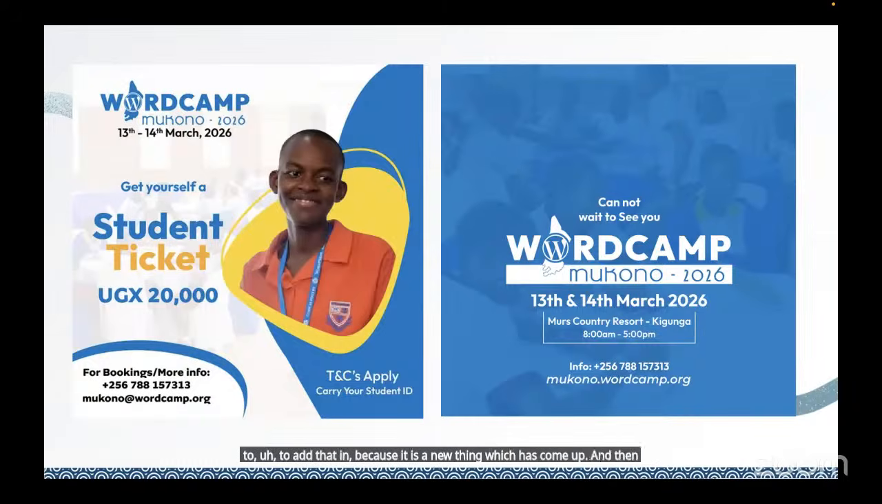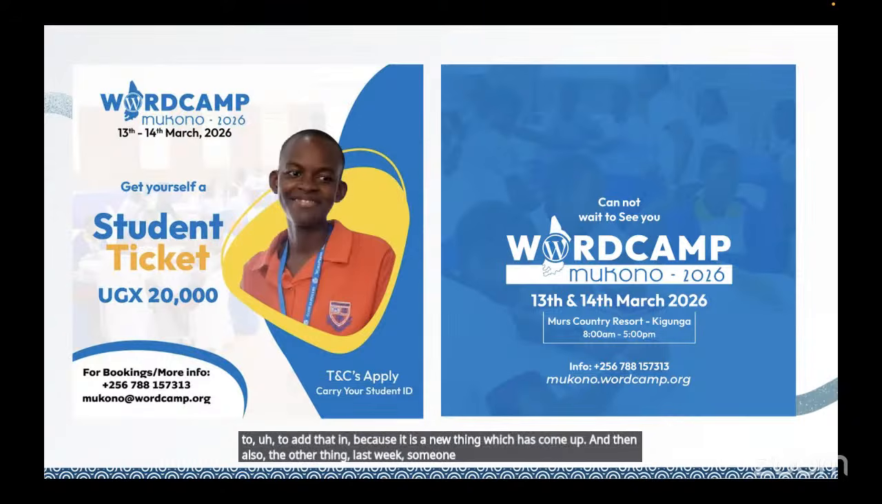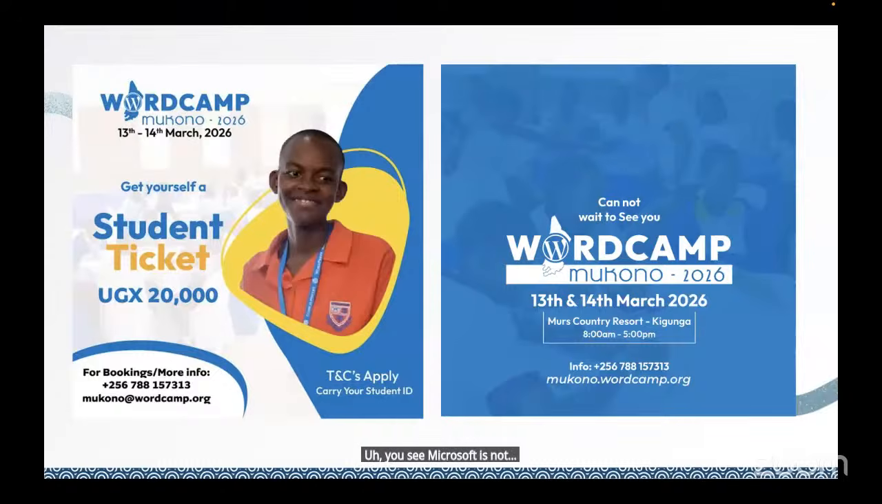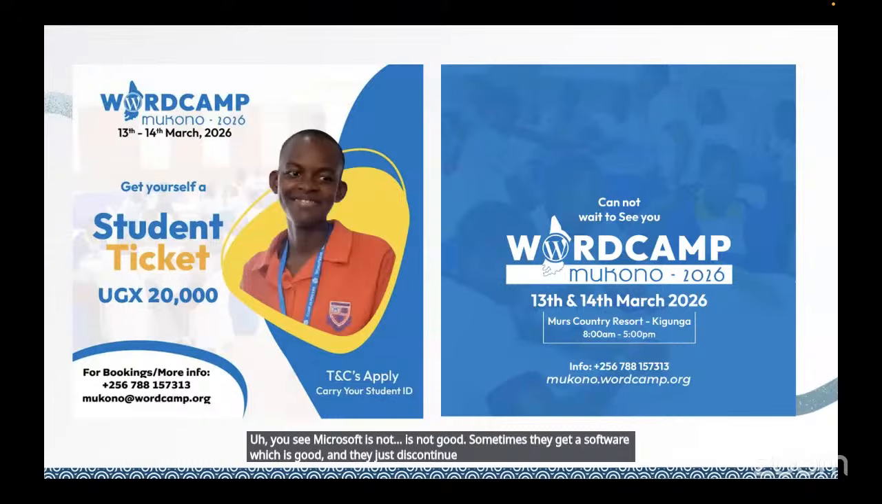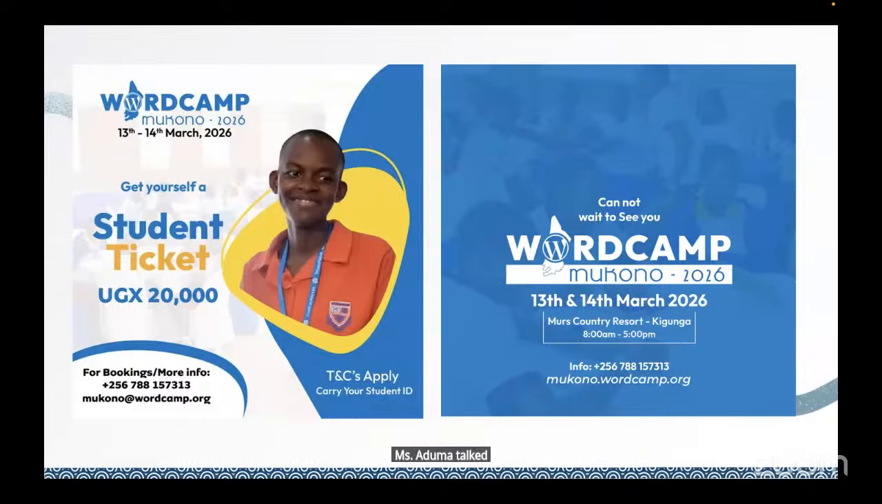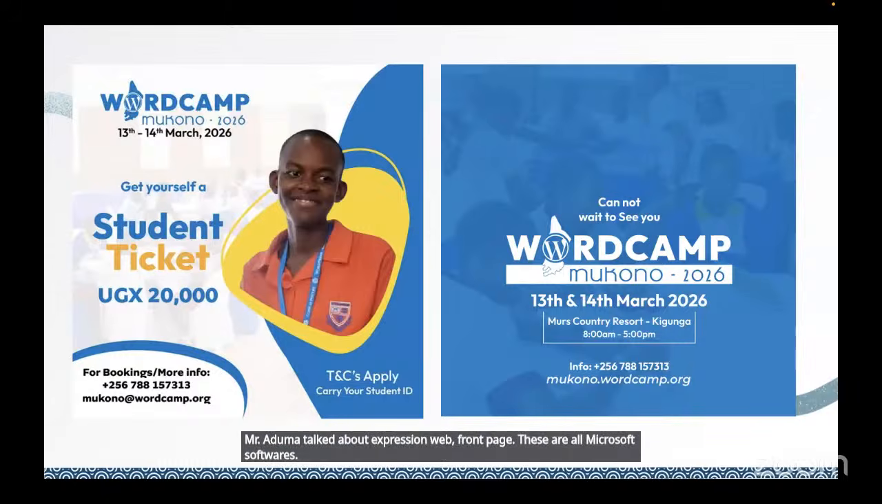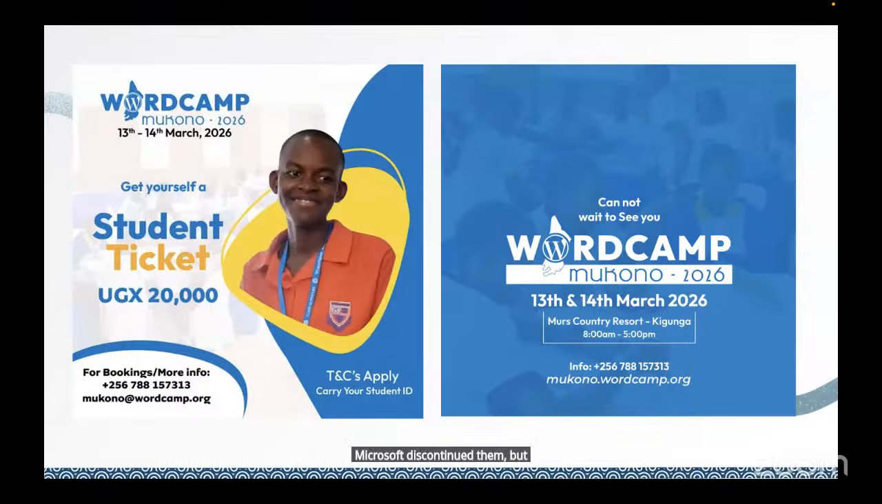And then also the other thing, last week someone talked about Publisher. You see, Microsoft is not good. Sometimes they get a software which is good and they just discontinue. Like even in this session, Mr. Dumba talked about Expression Web, Front Page. These are all Microsoft softwares. Microsoft discontinued them, but for us as Africans, we continue using them even when they are discontinued. But as we continue using them, we have to think forward of what else can work.